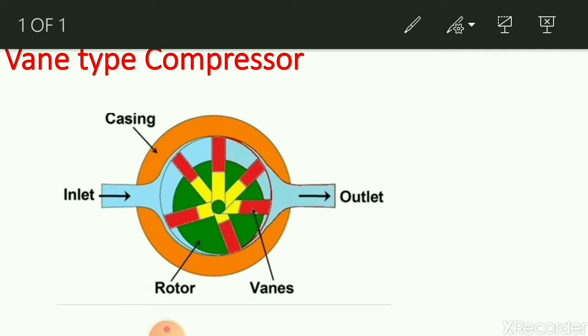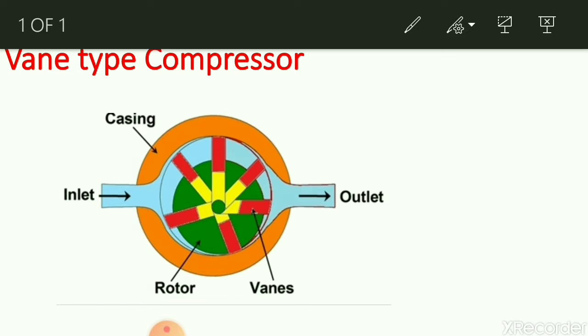the vane. Then they are maintained in a slot. So this vane along with that spring is maintained in a slot. So that vane reciprocates inside the slot. Thereby, because of that action of the vane, the air gets compressed.